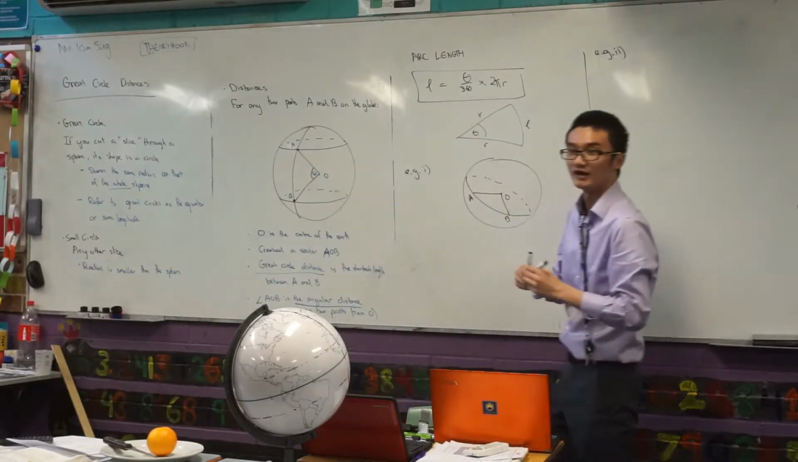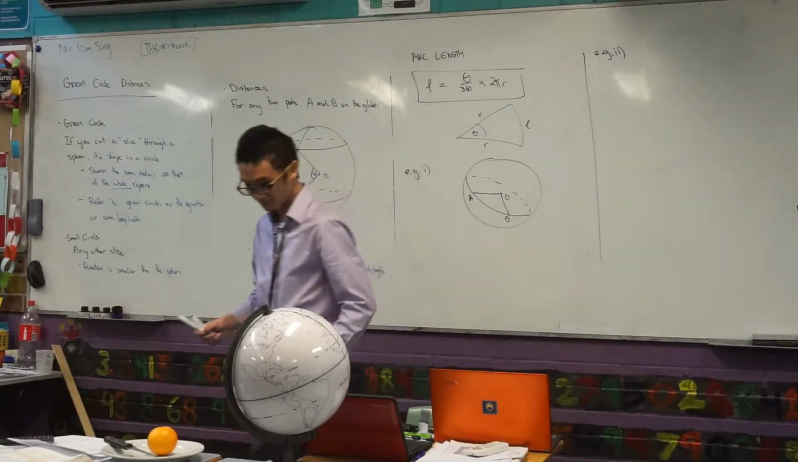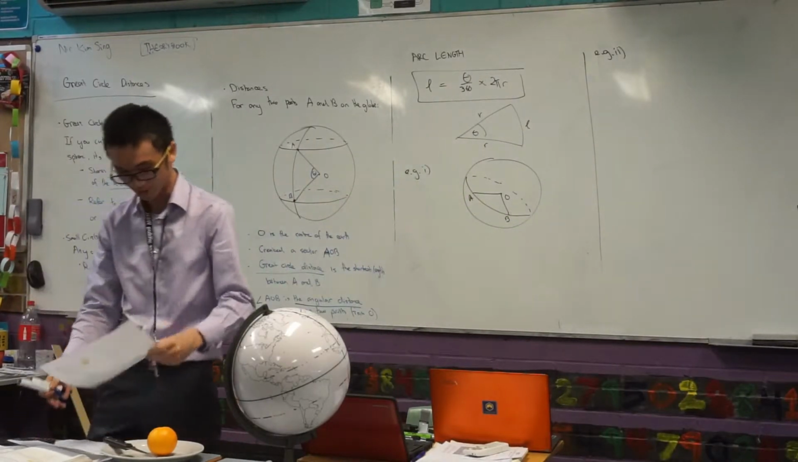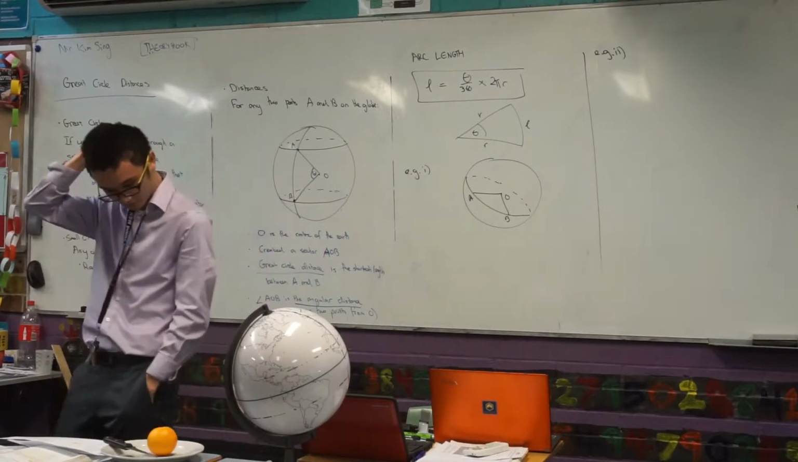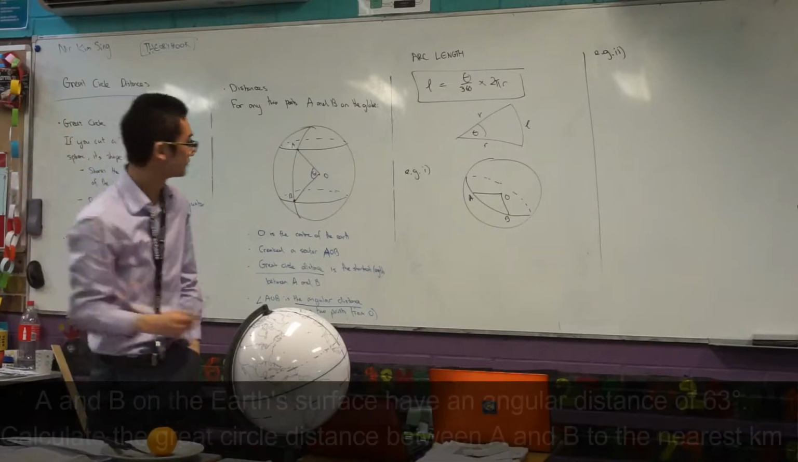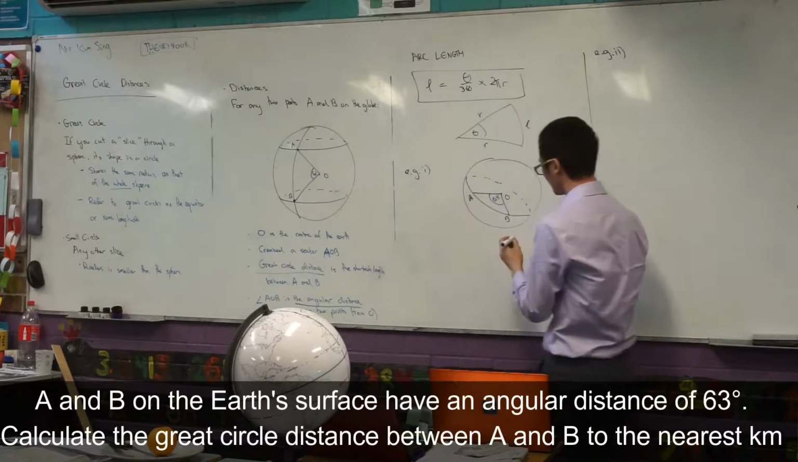Tom, can you read out the first one for me? On the sheet, example 1. In the diagram on the right, A and B on the Earth's surface have an angular distance of 63 degrees. Calculate the great circle distance between A and B, correct to the nearest kilometre.